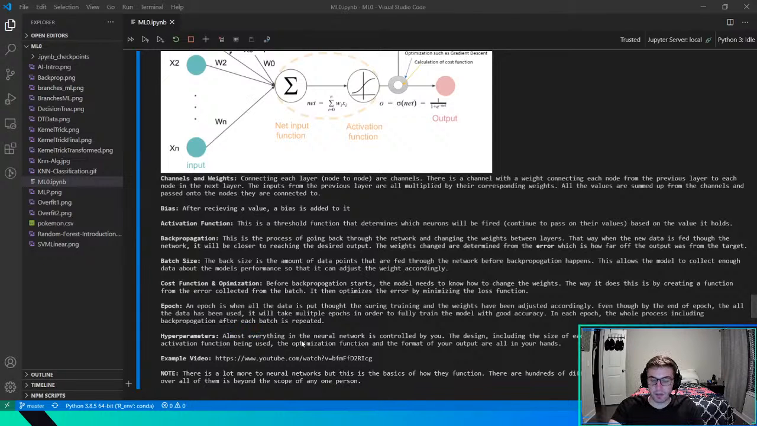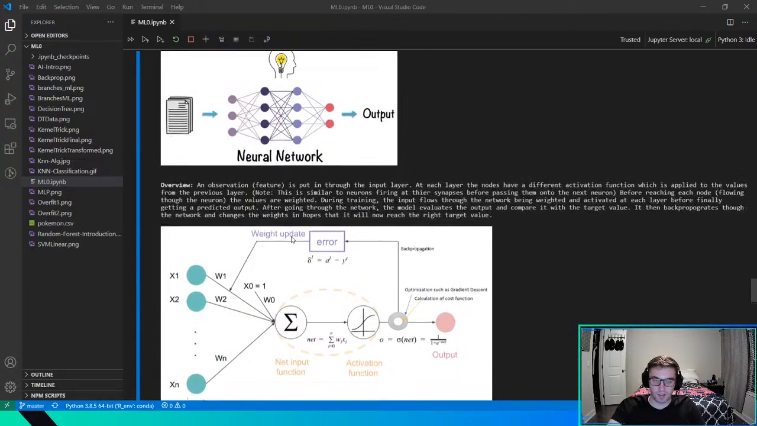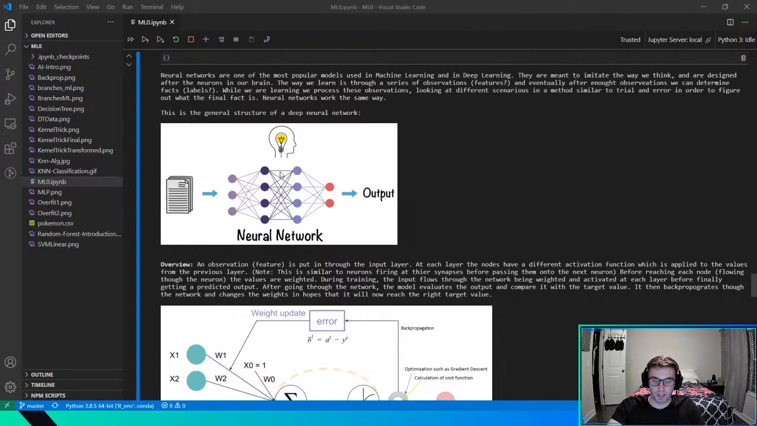Hyperparameters are probably the hardest part of neural networks, because neural networks are very customizable, and you can determine the number of nodes, the number of layers, the activation function, the initialization of the weights, all kinds of things. There are a lot of knobs in neural networks that you can change, and that allows you to get really good solutions. And yeah.